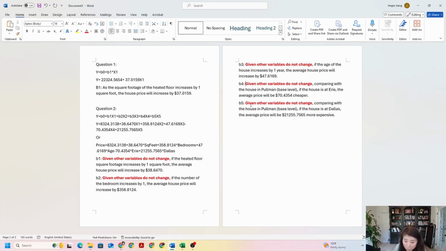Okay. So for B4 and B5, besides the keyword given other variables do not change, you have to make sure you understand what your base level is. This is another one I want to highlight: compare with your base level. You need to have this statement in your interpretation as well. Okay. So this is the answer for question number 2.